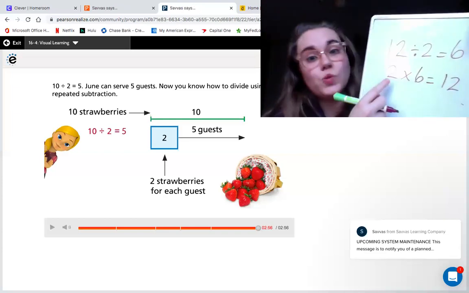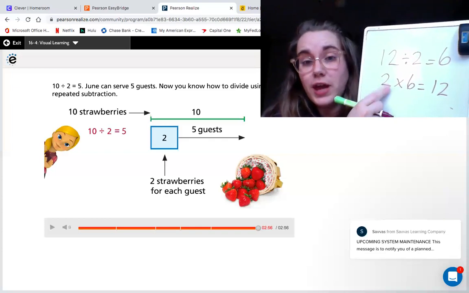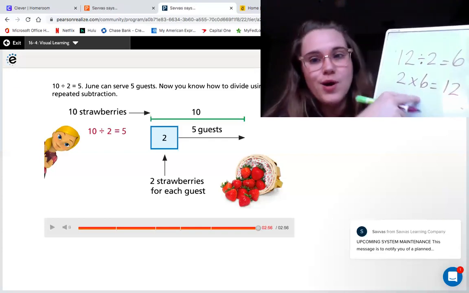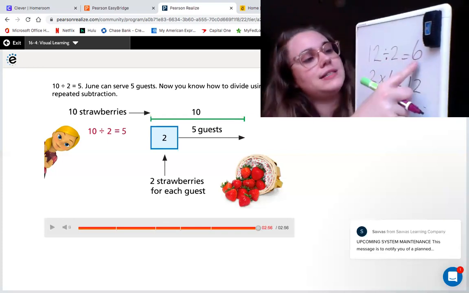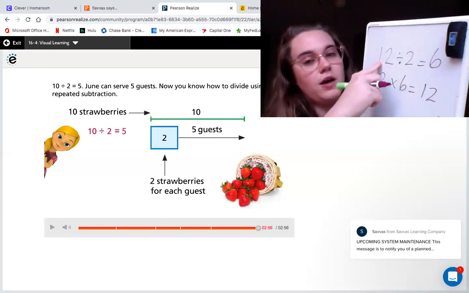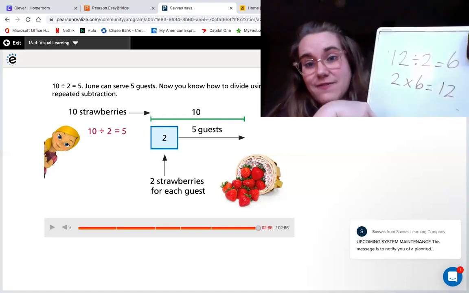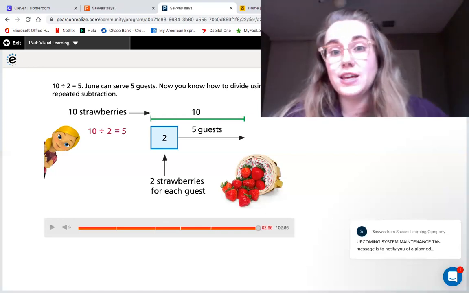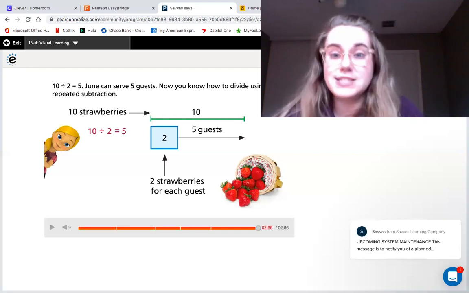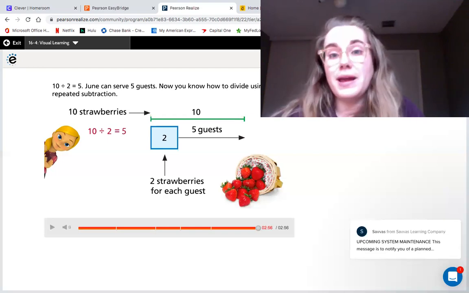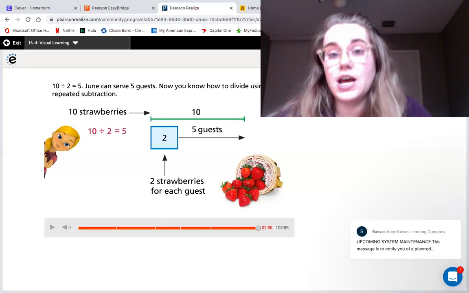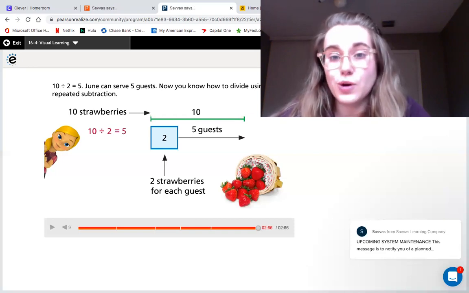So sometimes when you really know your multiplication, it really helps you with division because you can know, well, I know 2 times 6 equals 12. So this has to go together as a fact family. Just another little hint. So make sure you are using these strategies to find your answer. There might be some questions that ask you to type in the repeated subtraction equation. So make sure you are doing that.